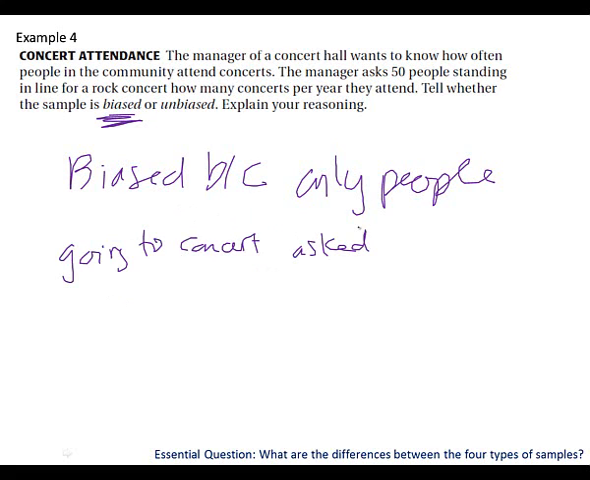Biased would be like asking at a rock concert. Unbiased would be going to the grocery store and asking how many concerts people go to. It's not directly related. So Miss Ballard, what if I was at a Wiggles concert and I asked how many rock concerts do you attend? Would that be biased or unbiased? I would think that would be unbiased because it's not directly related to the population you're asking. If you just say concerts in general, that would be biased.